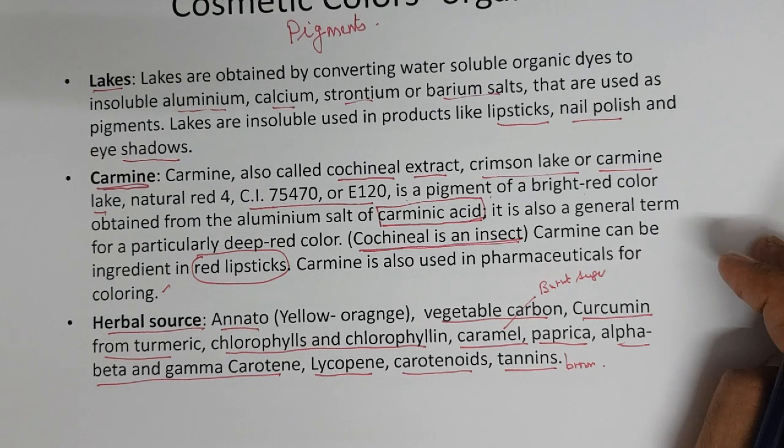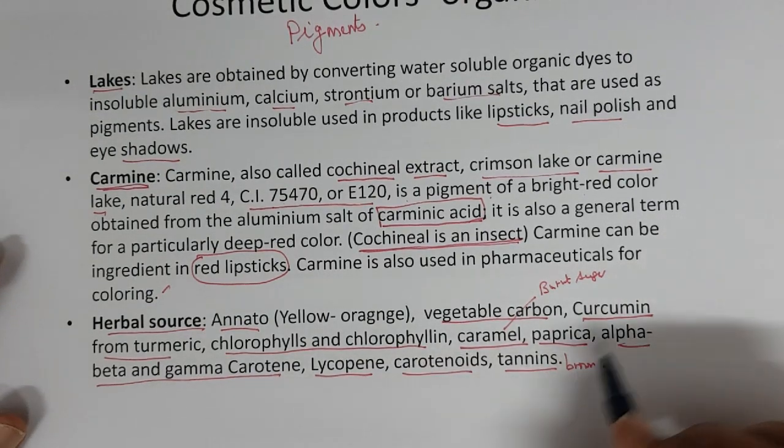Herbal colors can be used in foods for coloring, and in cosmetics. They have their own stability issues. They can change in color, they are highly photo unstable, and the pH alters the color. For example, curcumin, in alkaline pH it becomes red, from yellow to red.